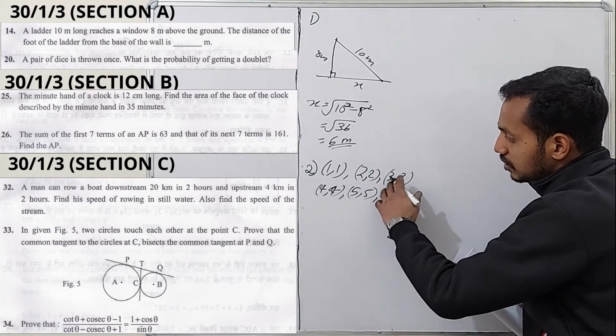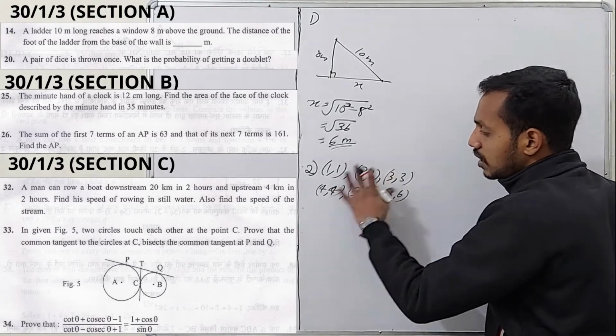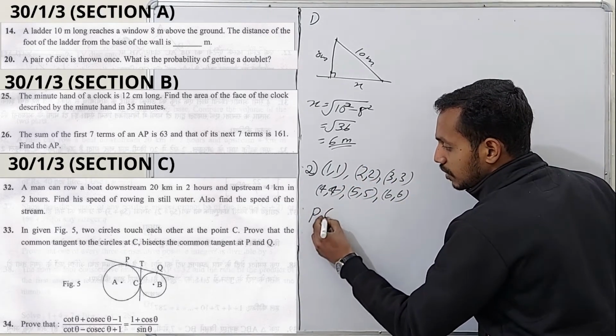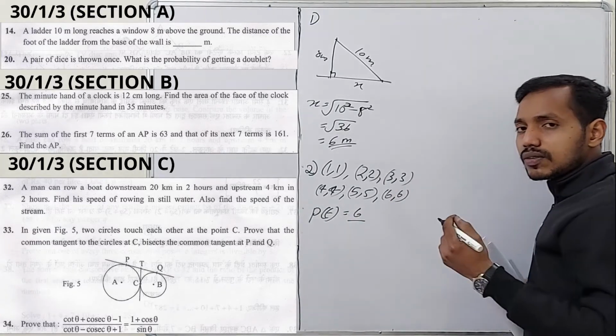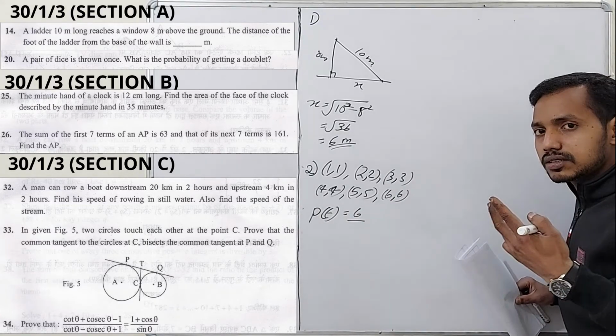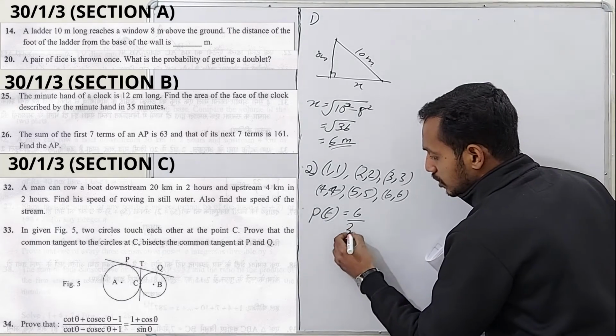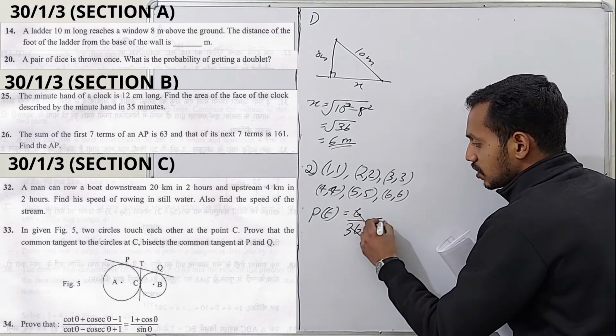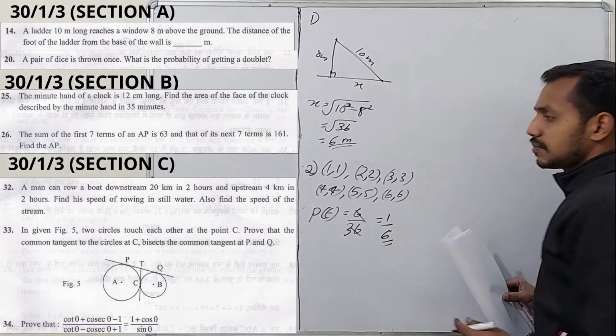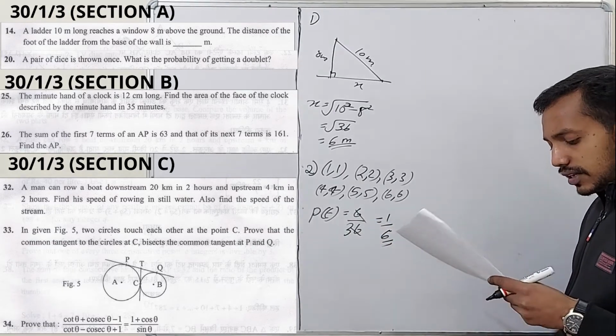How many outcomes are there to get a doublet? 6 outcomes. So the probability will be 6 divided by the total number of outcomes when a dice is thrown twice, or 2 dice thrown at a time. Then it will be 36, which is already discussed in the textbook. So 6 by 36 is equal to 1 by 6. Clear? This question carries 2 marks.